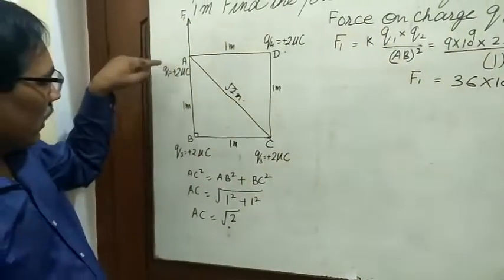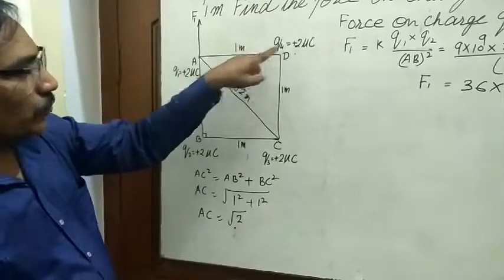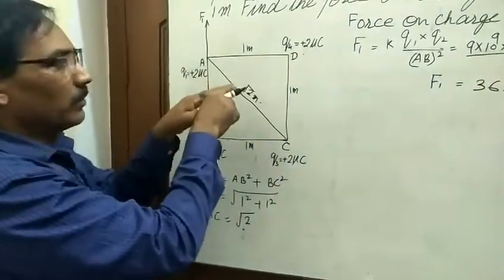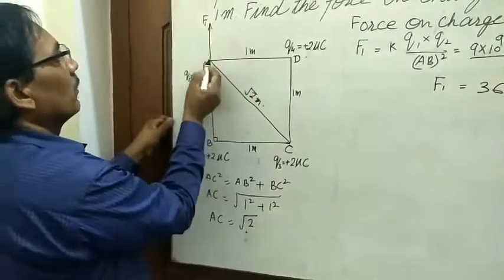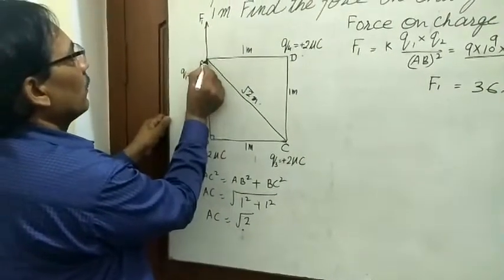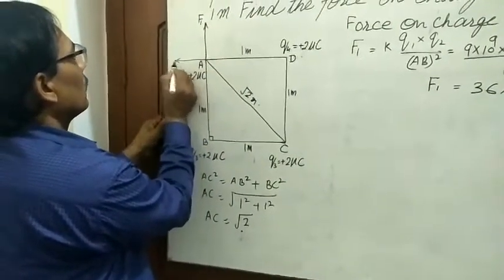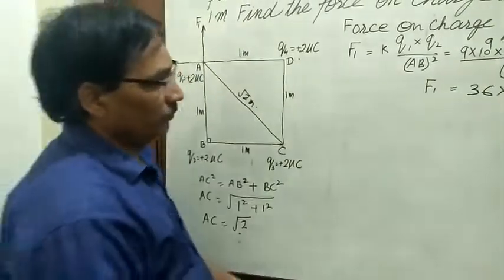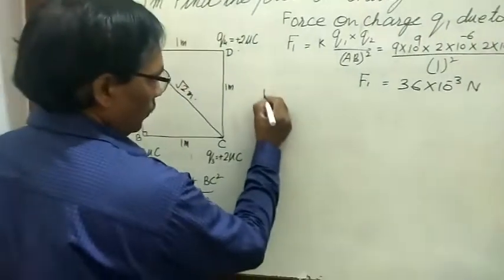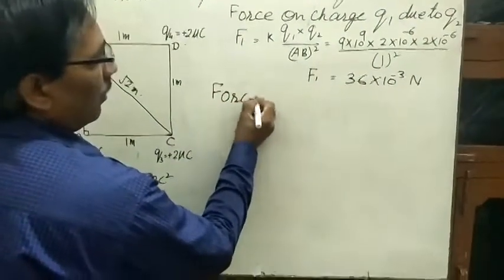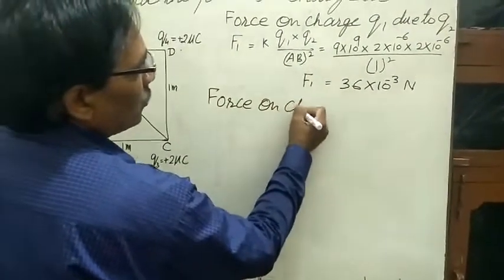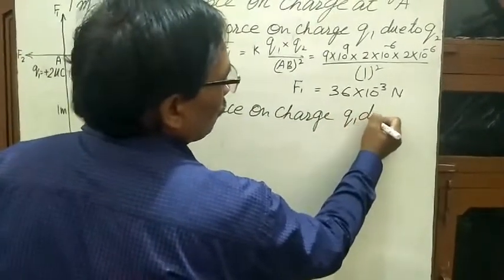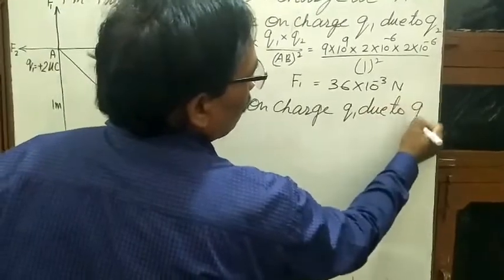Now force acting on Q1 due to charge Q4. Again, these two charges are positive. It will be repulsive. The force acting on Q1 will be in this direction. Suppose this force is F2, force on charge Q1 due to Q4.